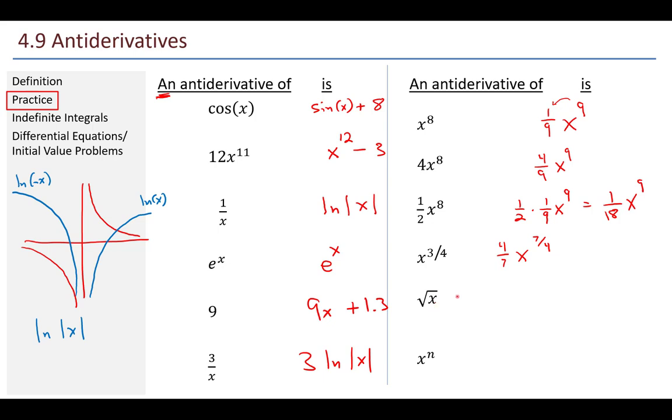Square root of x, a little more challenging. Let's rewrite this. Square root of x is really x to the 1/2. So for an antiderivative, I'll raise that exponent by 1 and multiply in front by the reciprocal.